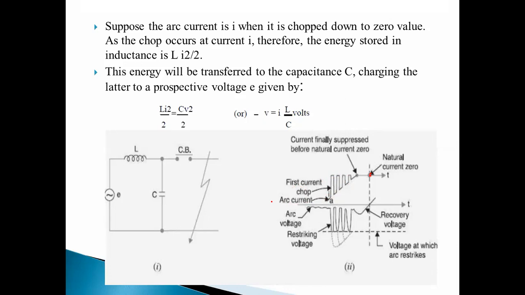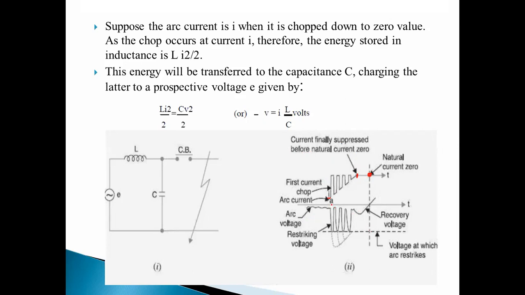So that arc current is here. The current is more there, but here you can see the current becomes less now, and at this point the current becomes zero. Actually naturally your current should be zero here, but it becomes zero before the natural current zero. So current is finally suppressed before natural current zero.